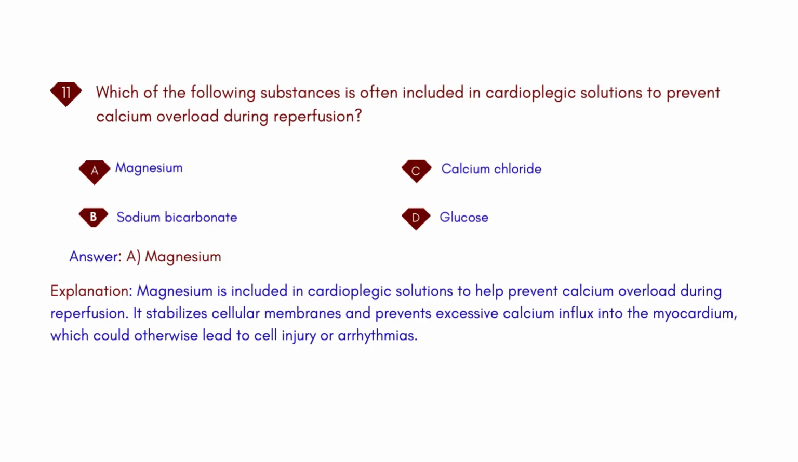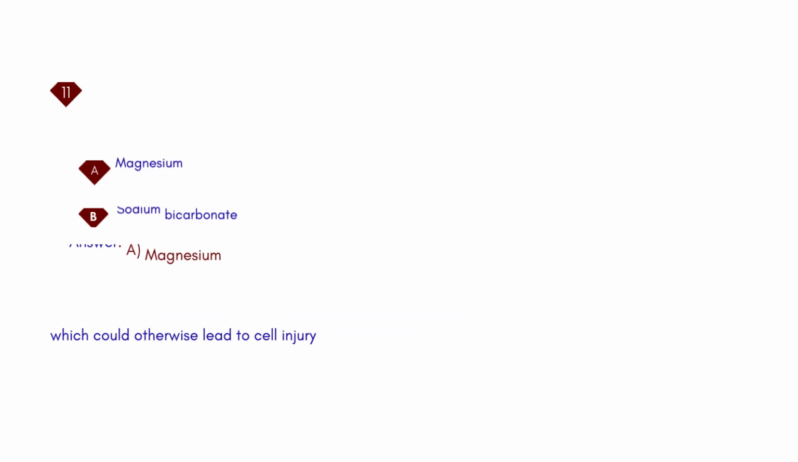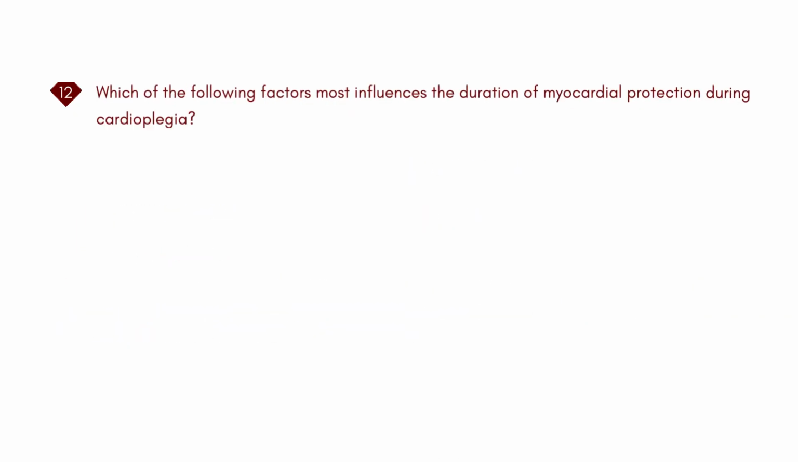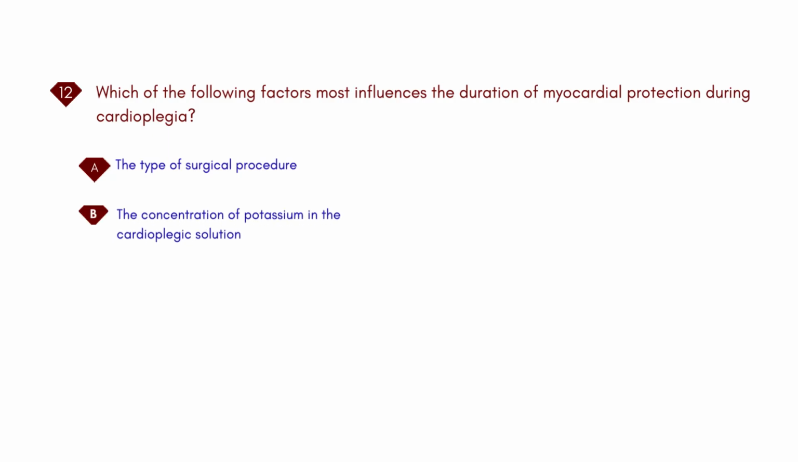It stabilizes cellular membranes and prevents excessive calcium influx into the myocardium, which could otherwise lead to cell injury or arrhythmias. Which of the following factors most influences the duration of myocardial protection during cardioplegia? A. The type of surgical procedure. B. The concentration of potassium in the cardioplegic solution. C. The patient's body temperature during surgery. D. The level of anesthesia used.